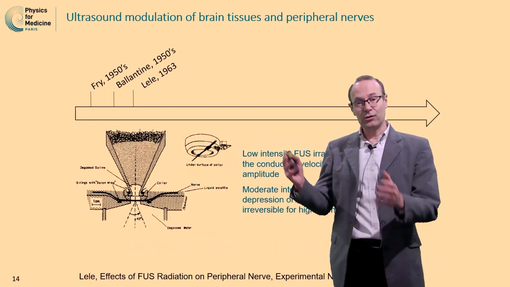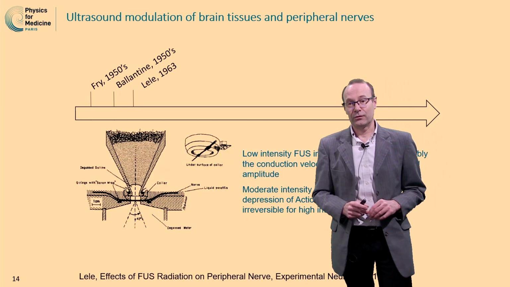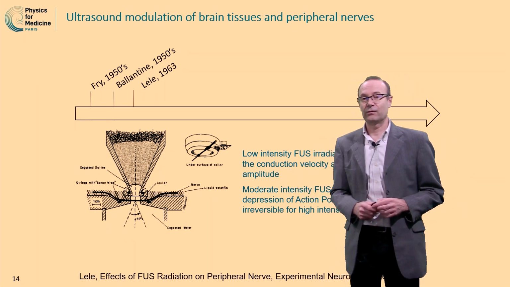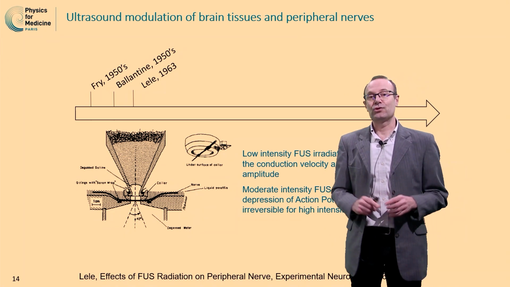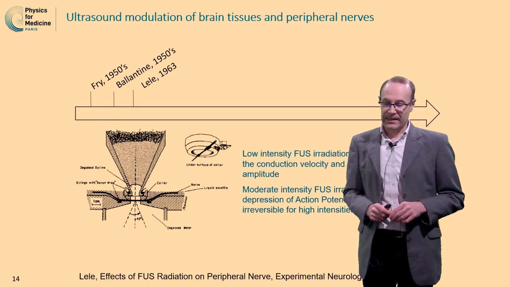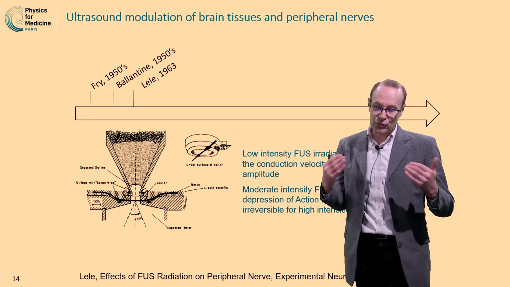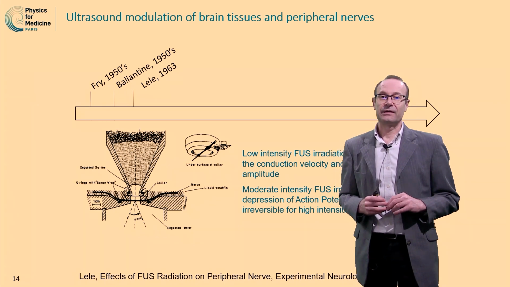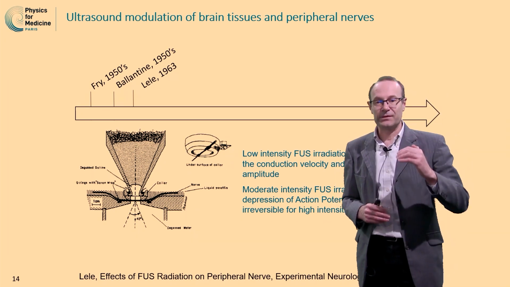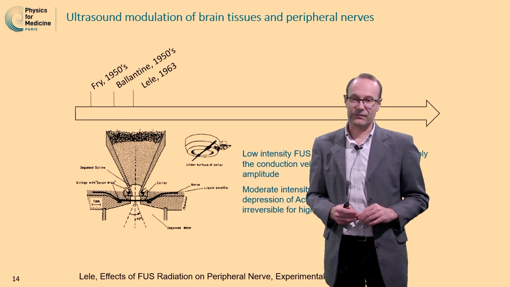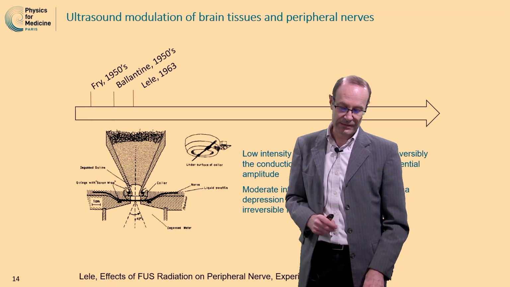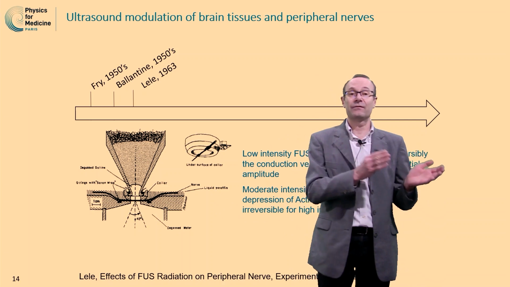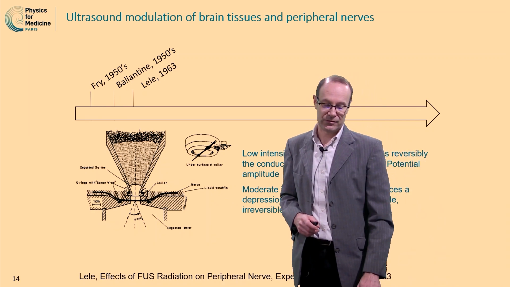There's also been some work on peripheral nerves. I won't discuss much about this, but I want to give you some of the first initial results that were obtained. They were able to use low intensity ultrasound, increasing the conduction velocity and also the action potential amplitude. So they could either increase or decrease the action potential by using focused ultrasound. And again, this was temporary and reversible with low intensity ultrasound, and it was irreversible when using high intensity focused ultrasound.